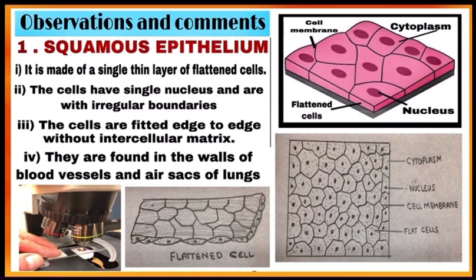First, squamous epithelium. See the diagram. It is made of a single thin layer of flattened cells. The cells have a single nucleus and are with irregular boundaries. The cells are fitted edge to edge without intercellular matrix. Squamous epithelium is found in the walls of blood vessels and air sacs of lungs. After writing these features, draw these diagrams neatly and correctly in your file.